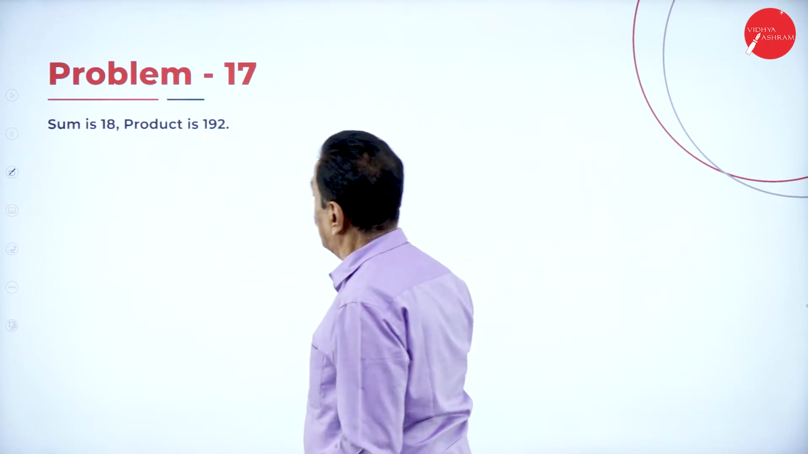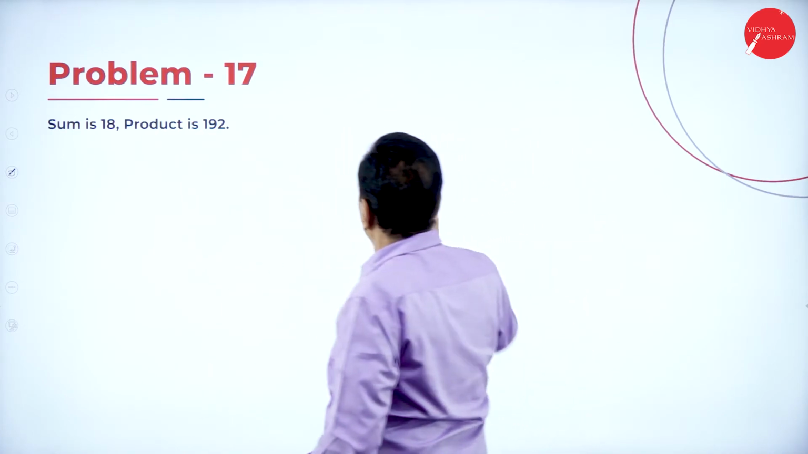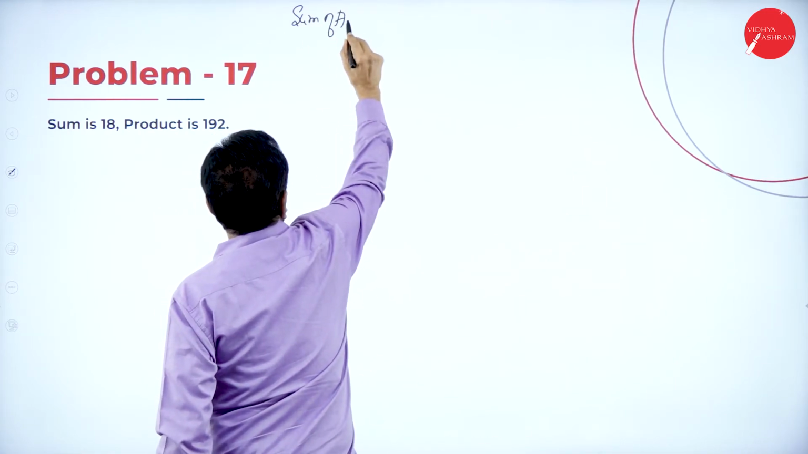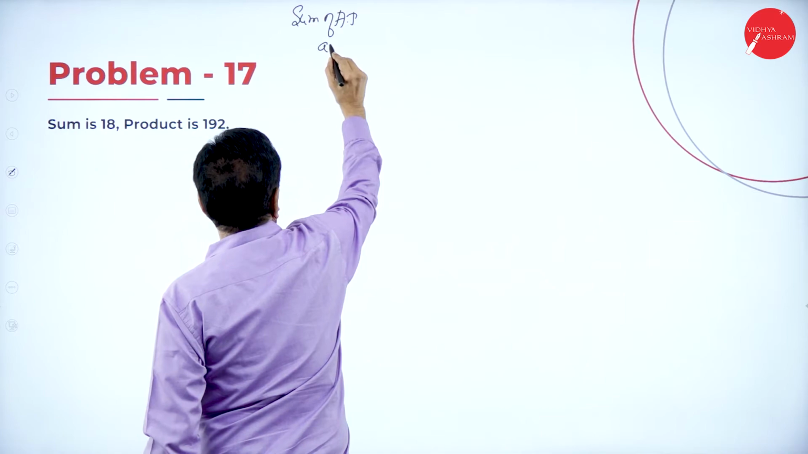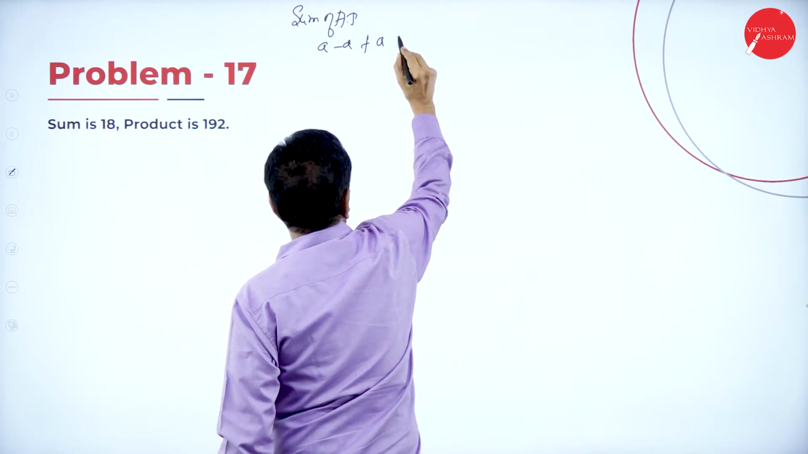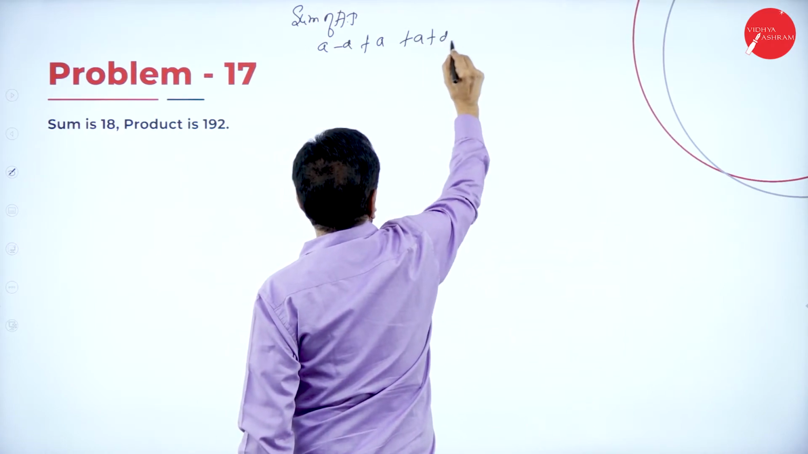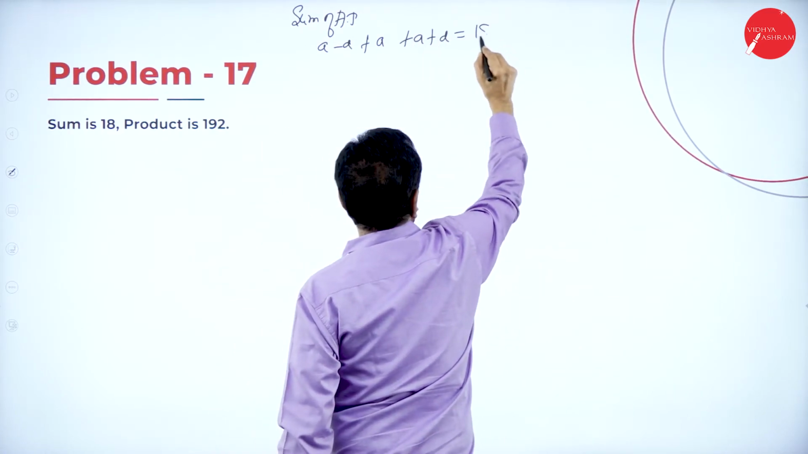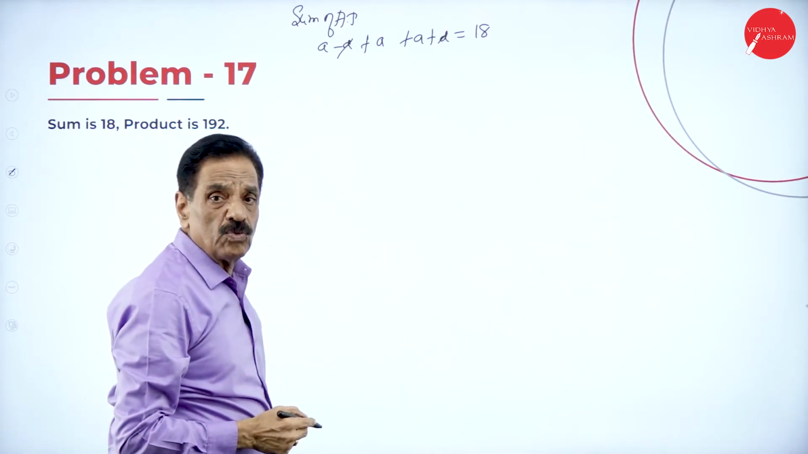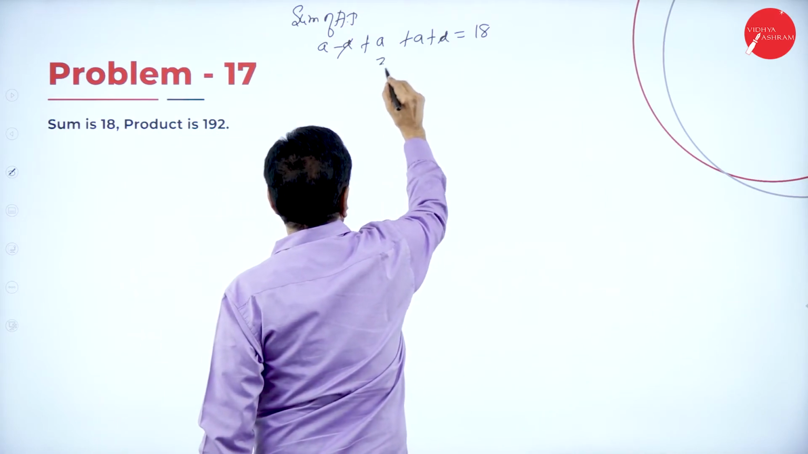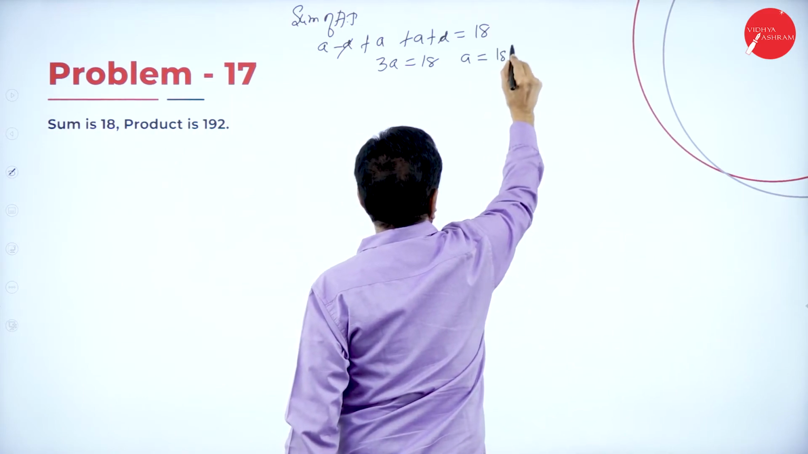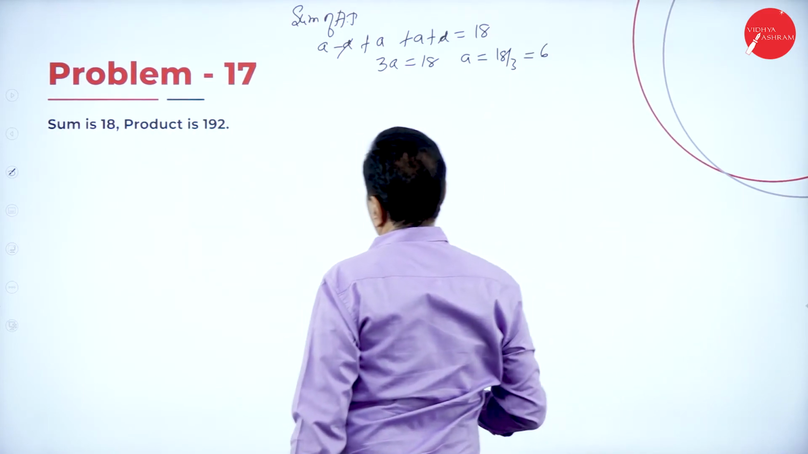Sum is 18 and product is 192. Sum of AP, A minus D plus A plus A plus D is equal to 18. D cancelled out. 1A, 2A, 3A. 3A is equal to 18. A is equal to 6.